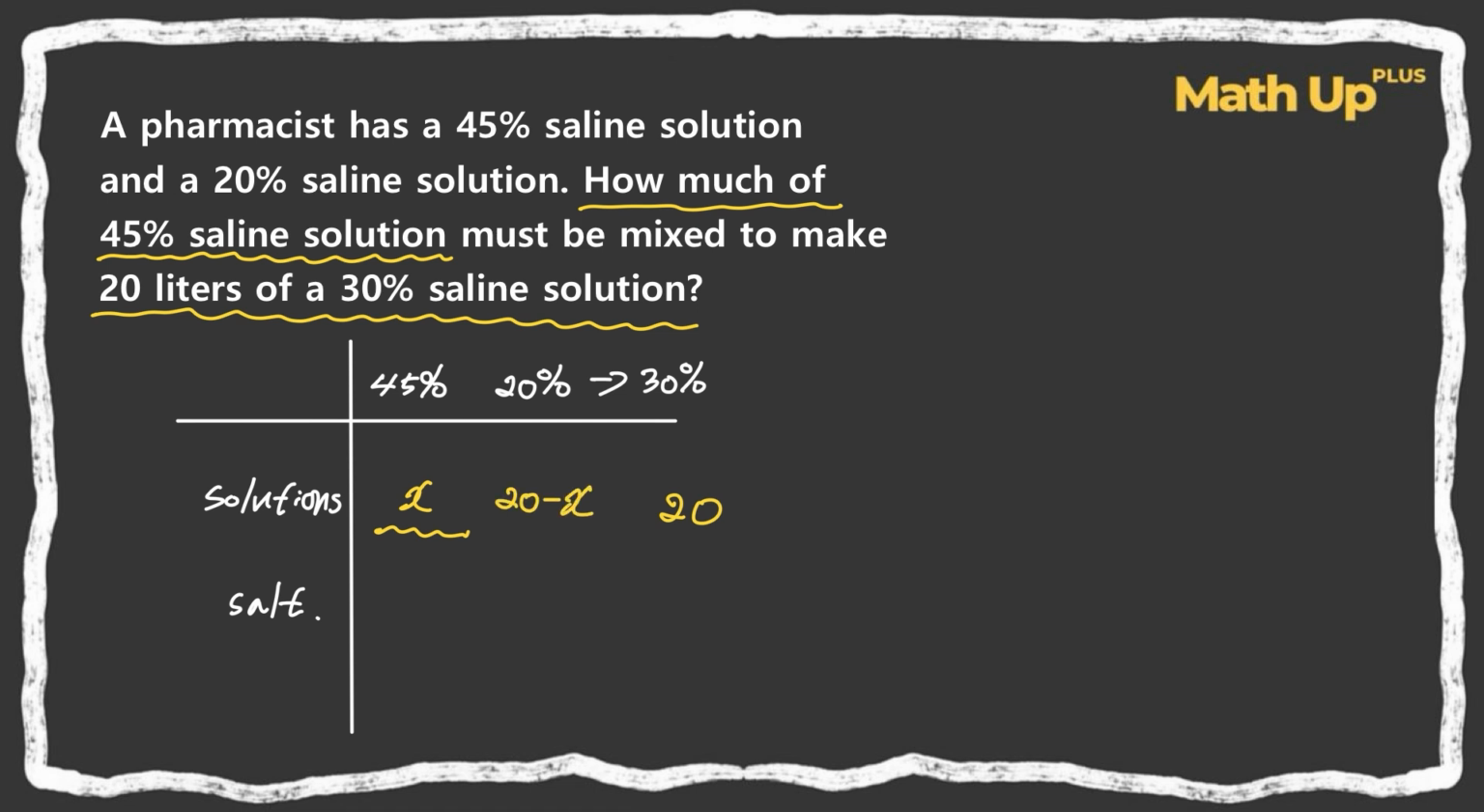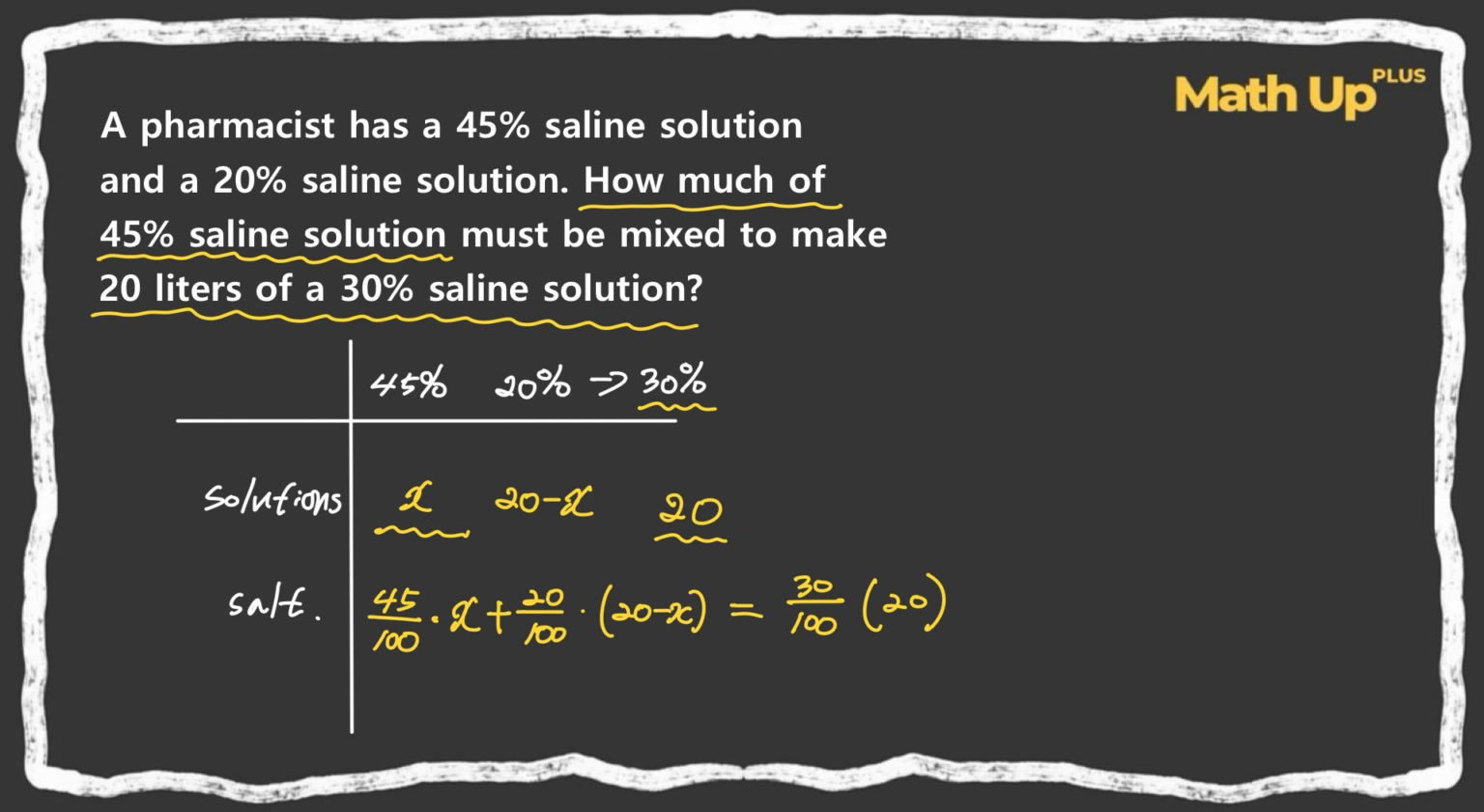Now the amount of salt. Here we have x liters, and 45% are salt, right? So the amount of salt is 45 over 100, that's 45% of x. For the 20% saline solution, the amount of salt is 20 over 100 times the amount of solution, 20 minus x. And if we add these two expressions, that must be equal to 30% of this solution, right? That's the amount of salt. So 30% of 20 liters.